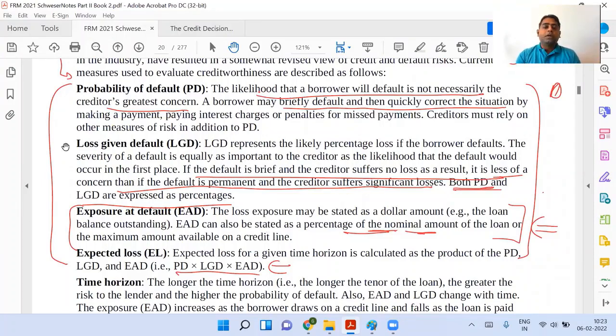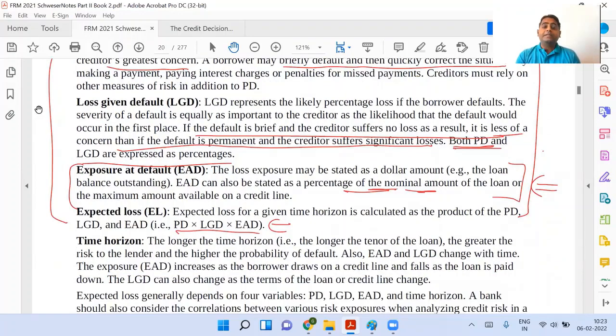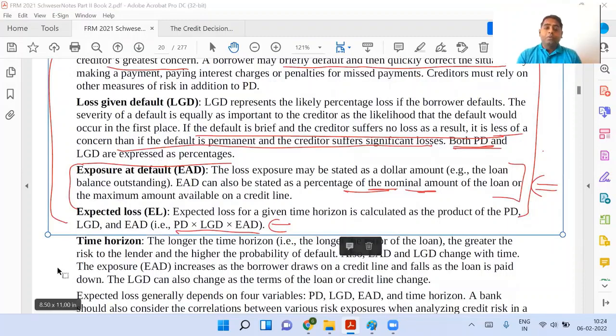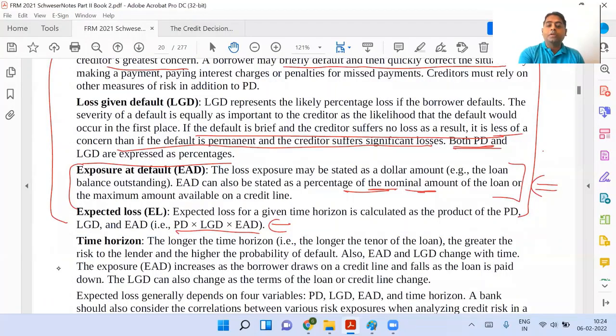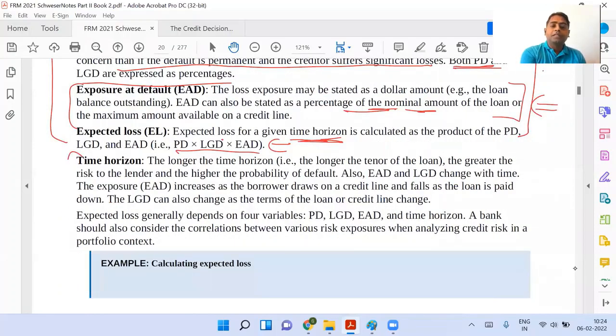Let us go towards the fourth factor, which we have not explicitly highlighted or read in level one, which is also written over here. Expected loss for a given time horizon. Mark this also with a star. Why are we talking about this?